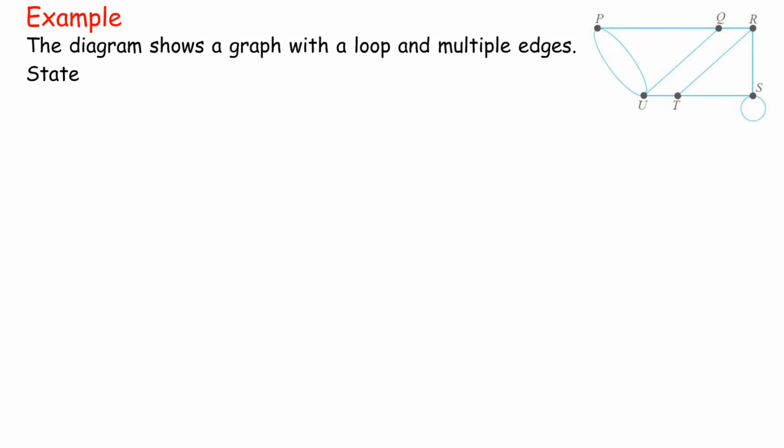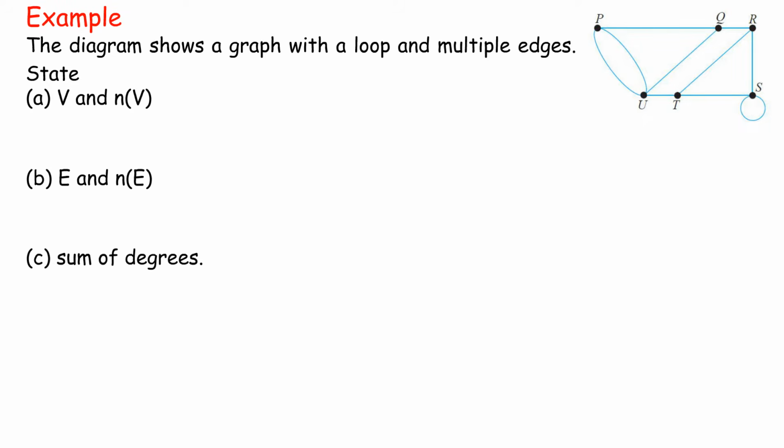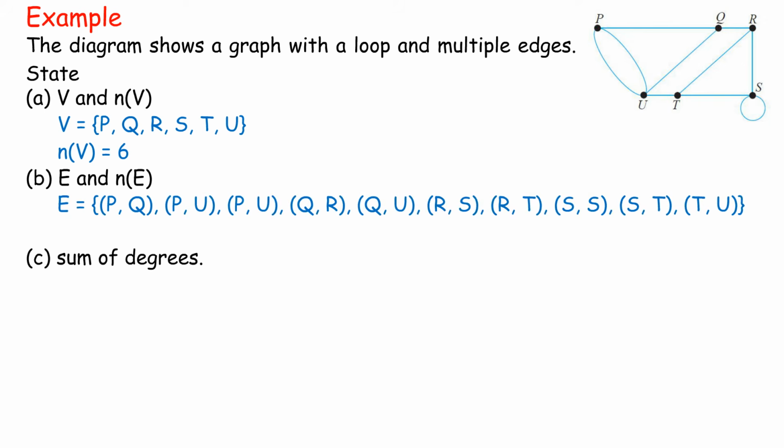Example: the diagram shows a graph with a loop and multiple edges. State: A, V and n(V), B, E and n(E), C, sum of degrees. Solution: A, V = {P, Q, R, S, T, U}, and n(V) = 6. B, E = {PQ, PU, PU, QR, QU, RS, RT, SS, ST, TU}, n(E) = 10. C, sum of degrees = 20.